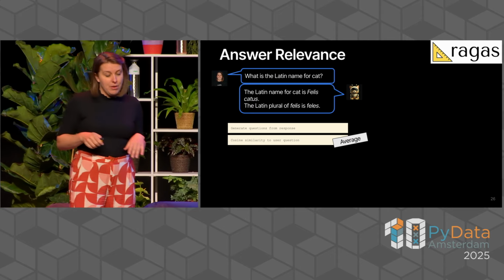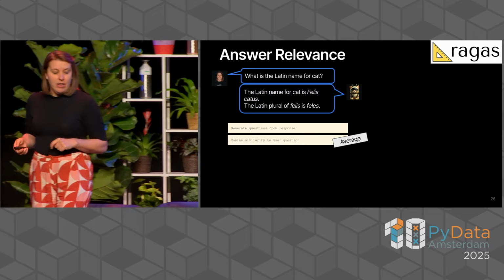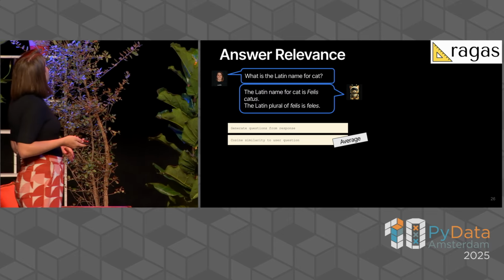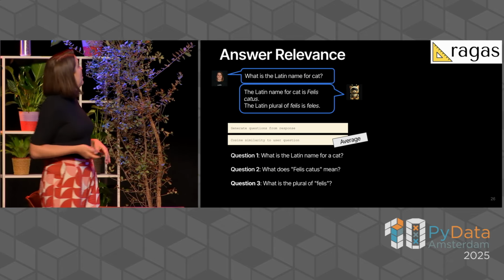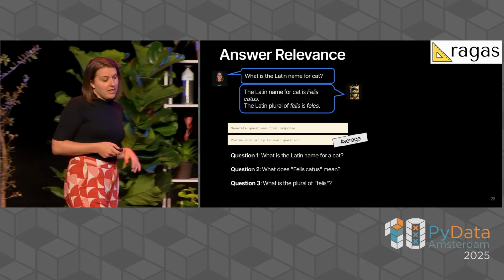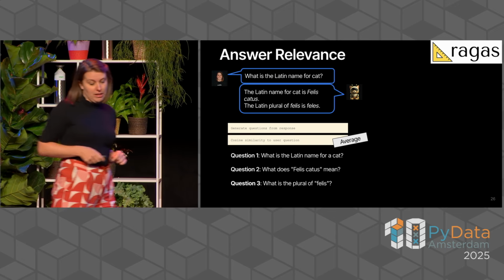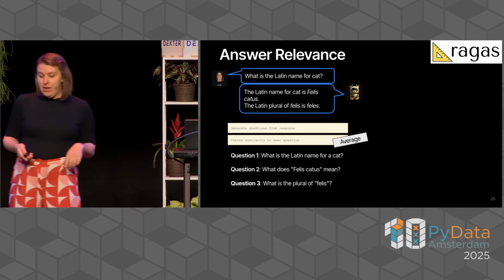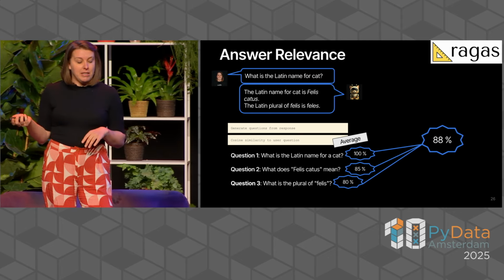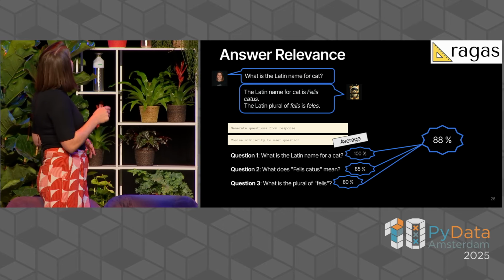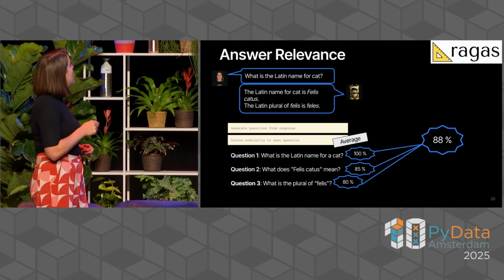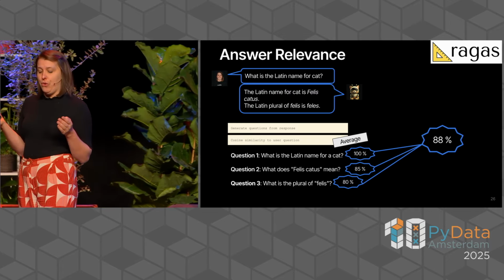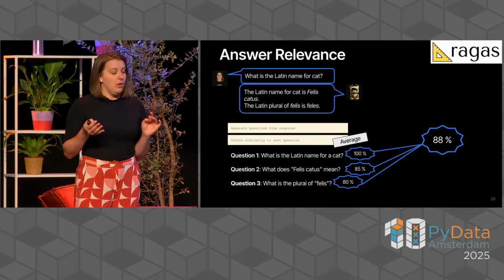So again, same example. What is the Latin name for cat? What a modular approach will now do, again, is look at the response and generate synthetic questions from this response. In this case, I got 3. What is the Latin name for cat, which is exactly what I actually asked. What does felis catus mean, and what is the plural of felis? So then what will happen? A semantic similarity will be calculated between each question and the original question. Each of them gets a score, and the final score is calculated. So this gives you a good feeling of whether the response is relevant or not.